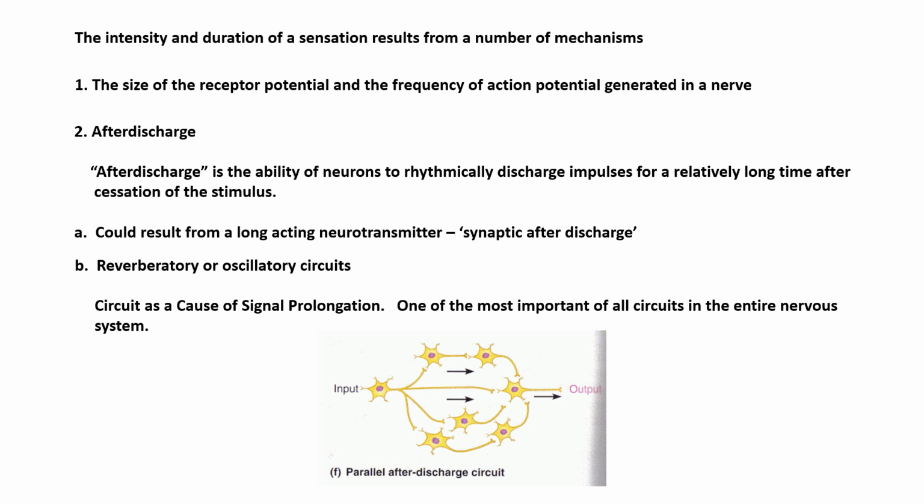Now, because it's going through the same fiber, if the frequency of action potentials is altered here, then you might also get a higher intensity as well. But in the main, this particular circuit is used to explain the duration of the pain signal, for example. So the longer the pain signal, it might be because of the duration of this reverberation within these oscillatory circuits.